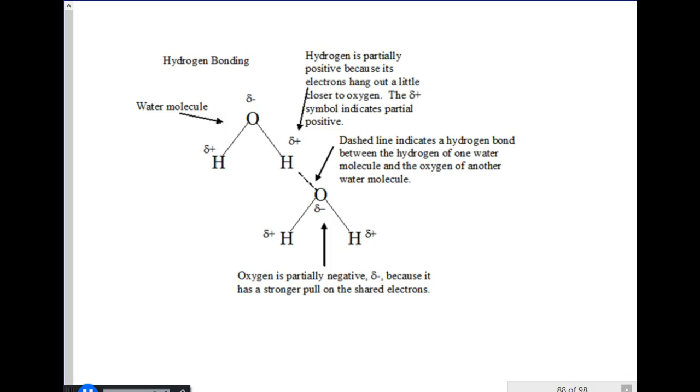When we show a hydrogen bond, we don't use a straight solid line. We use a dashed line. This dashed line shows you an interaction between molecules rather than a bond within a molecule.